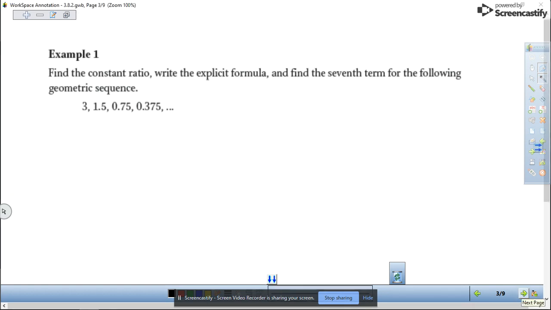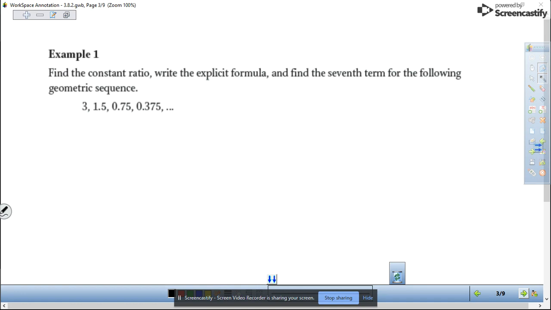So, example 1 says find the constant ratio, write the explicit formula, and find the 7th term for the following geometric sequence. I know some of you are going to say, well, I've got the first 4, let me just keep going with my pattern. Well, what if I asked you for the 40th term? You would not want to have to do that 40 times. You're not going to have enough time on your test to do that and get the right answer. So what's the quicker way to do it? What's the smarter way to do it?